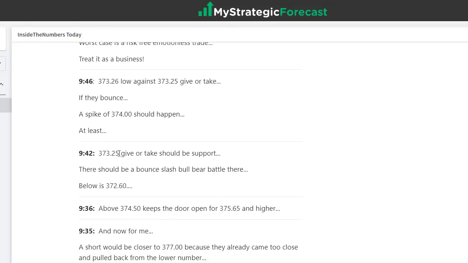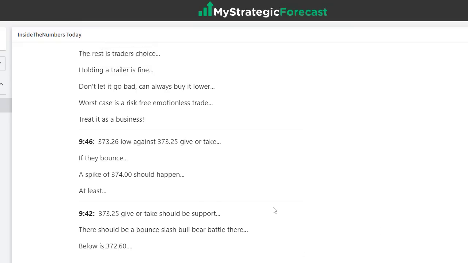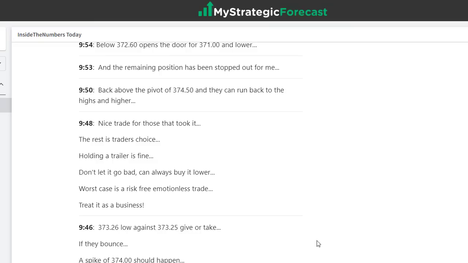9:42, 373.25, give or take, should be support. That was the thing I just showed you. There should be a bounce, a bull-bear battle there. Below is 372.60. It's not that far away, but you have to know your numbers. 9:46, 373.26, low against 373.25, give or take. If they bounce, a spike of 374 should happen at least. It did. That was your 10 handles. We're moving along. That was trade number 1.